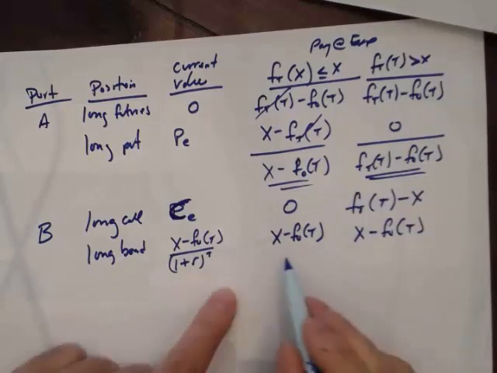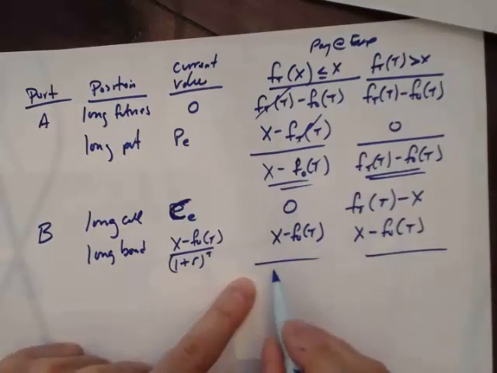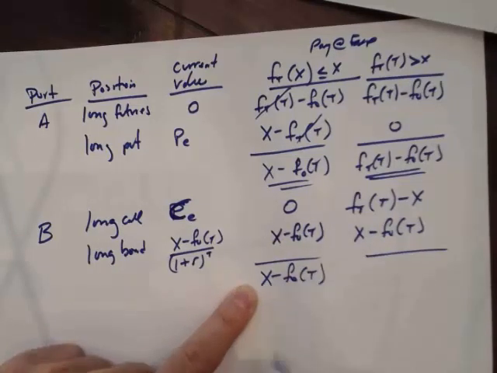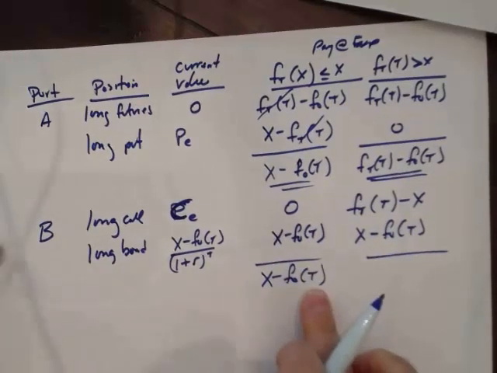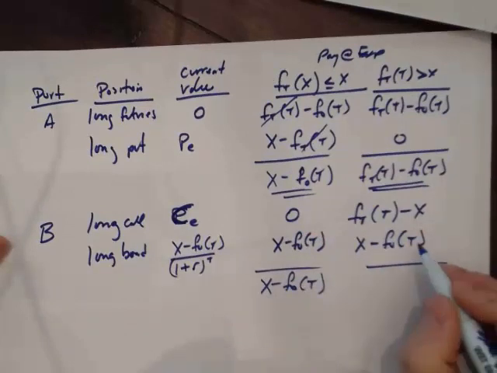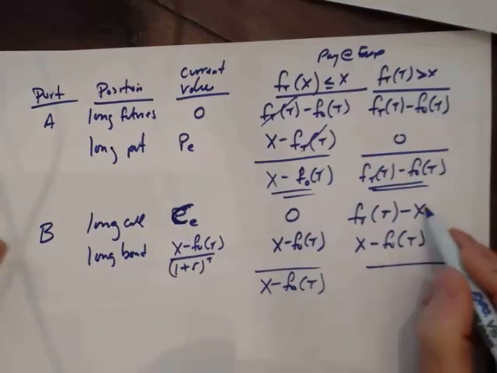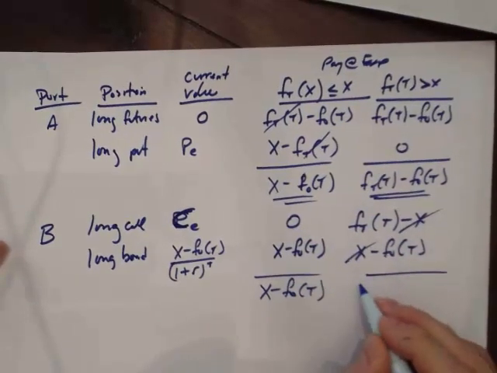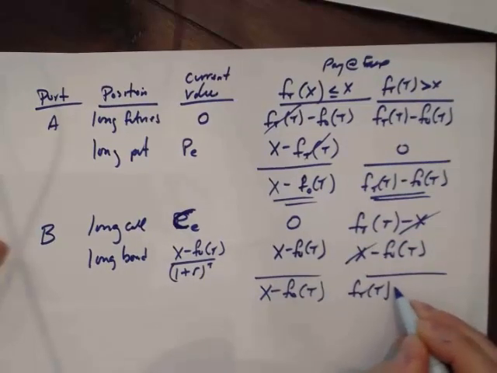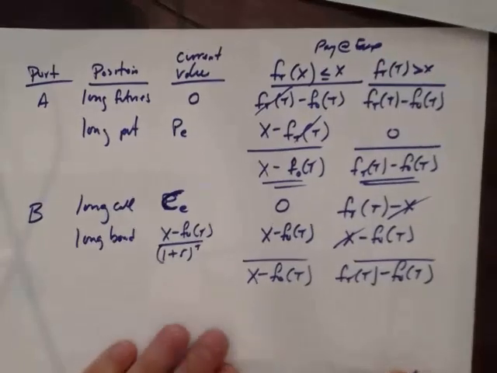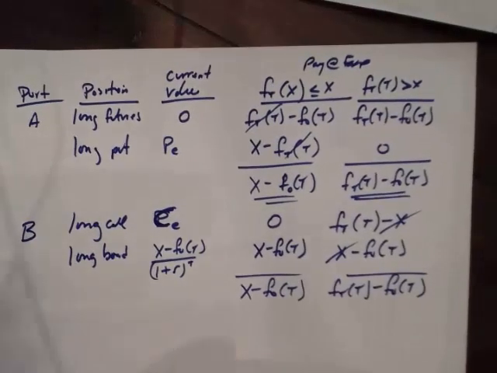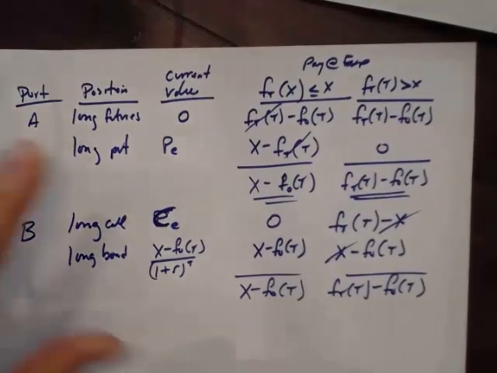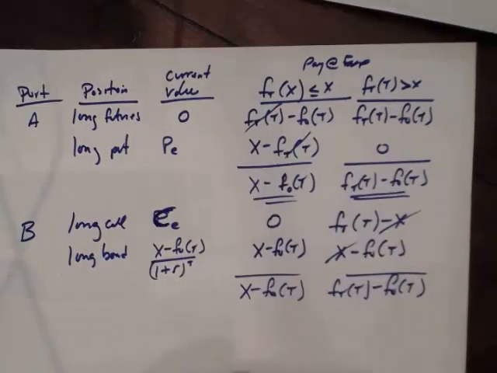Now what does portfolio B look like cumulatively? Well, it's X minus Ft, and notice the X's cancel here, and we're left with Ft minus F0t. And what you notice right off the bat is, look, we've got portfolio A and portfolio B, we looked at the payoffs at expiration, and notice this is equal to this.